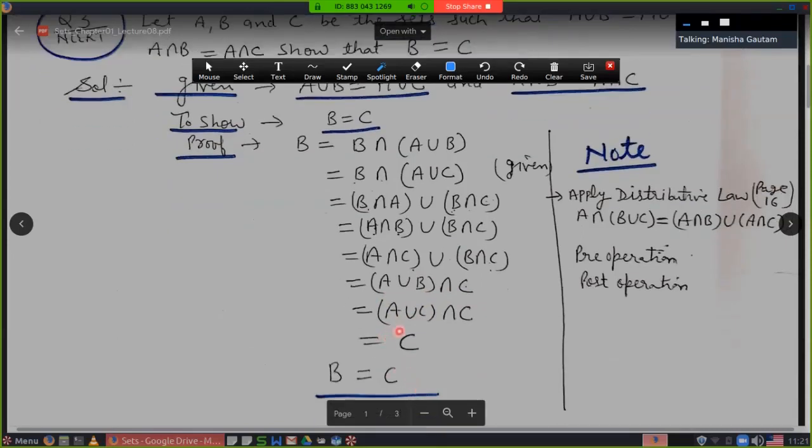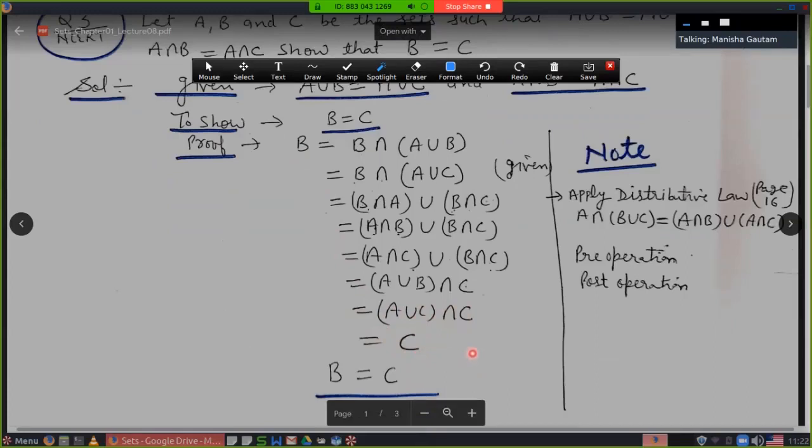Now A union C is the set having elements of A and C, and its intersection with C means what? Those elements which are common in both are the elements of only the C set. It means A union C intersection C can be written as C. It means we have proved here B is equal to C. This is the way to prove the question by using properties.